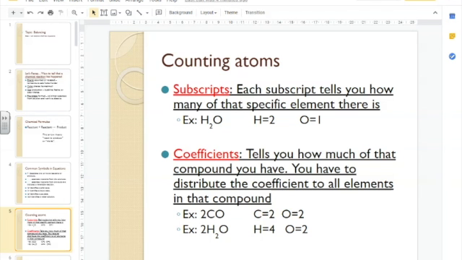Coefficients. It tells you how much of that compound you have. You have to distribute that coefficient to all the elements in that compound, or you have to multiply it by all the elements in that compound. So that first example, you have 2CO. Well, that 2 will go to the C, and that 2 will also go to the O, which means you have 2 C's and you have 2 O's. Now, the next example has 2 H2O. Well, you would do 2 for the H. You would do 2 times 2 because of the little 2, so that means you have 4 H's. And then you would do 2 times the oxygen, which there's only 1, so 2 times 1, which means there would be 2 oxygen.